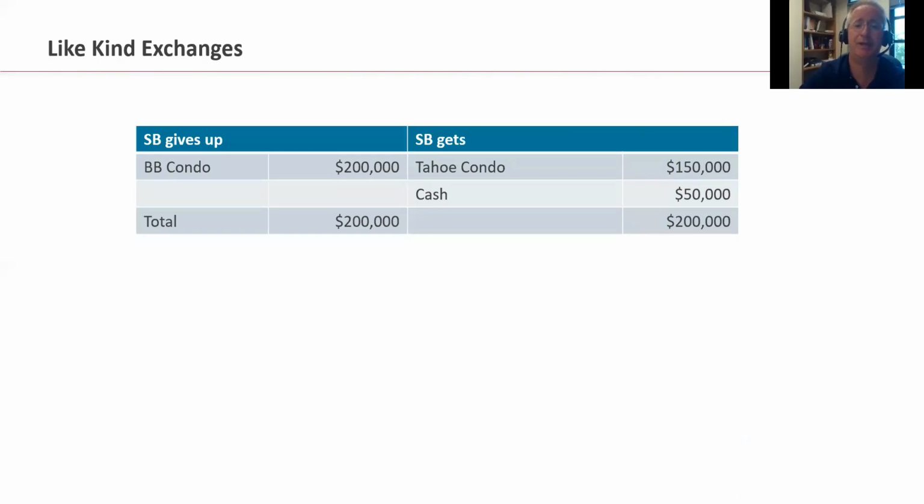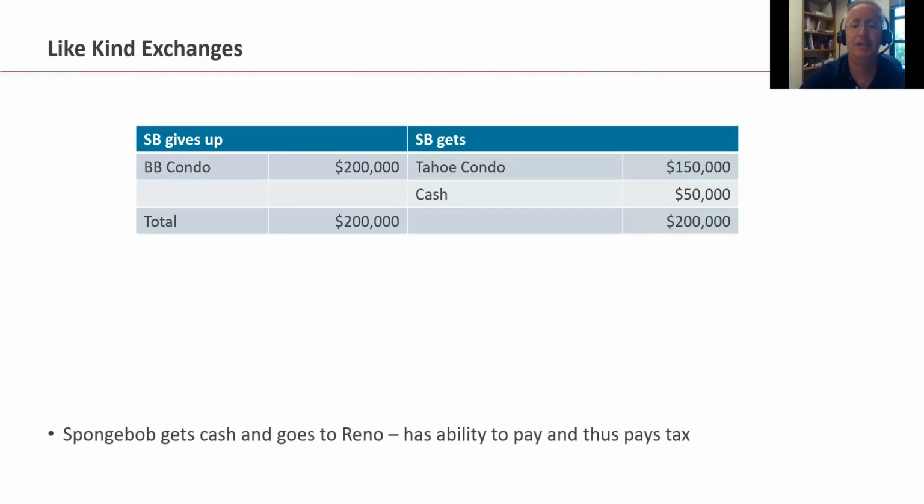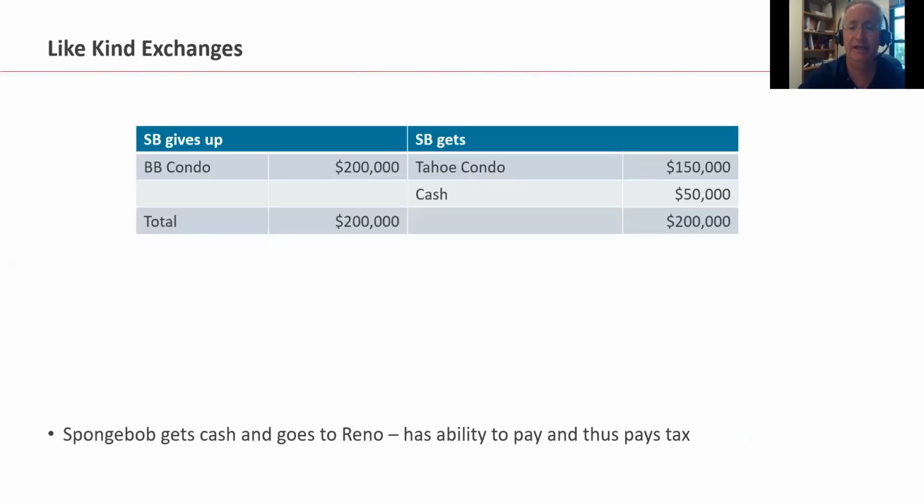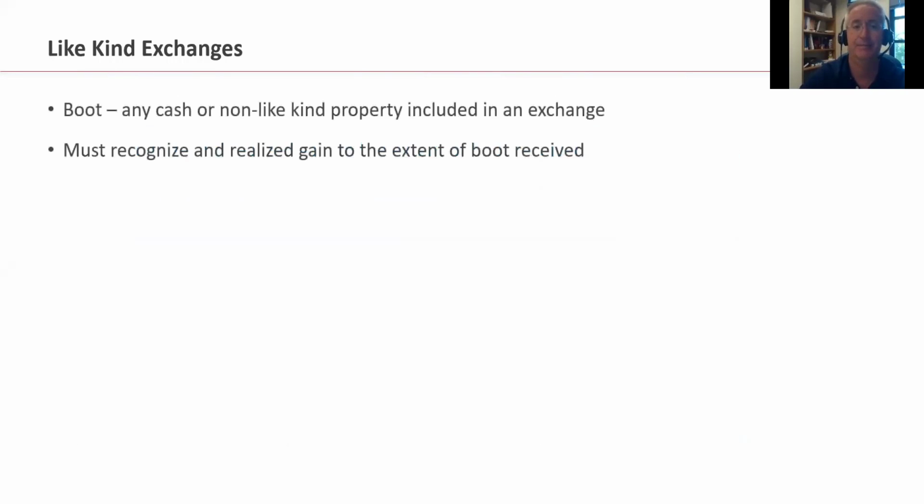Okay, let's focus on SpongeBob. So SpongeBob gets cash and he goes to Reno. We know that. So he has the ability to pay tax, and thus, guess what? He's going to pay tax. We call any cash or non-like-kind property excluded in an exchange, we call that boot. Again, I didn't make this word up, but the lawyers did 250 years ago. And so we still call it boot.